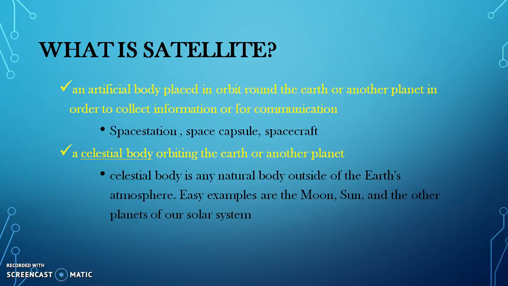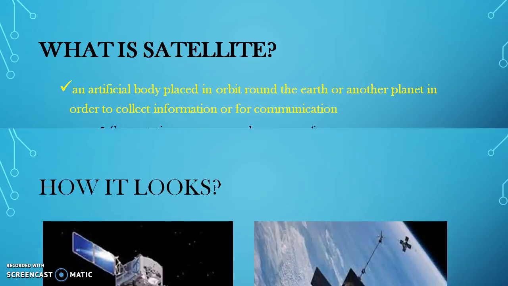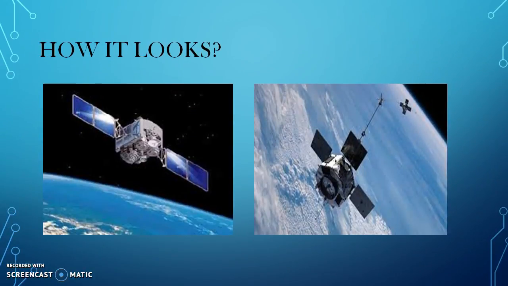We may not have an idea about celestial body. What is a celestial body? It's a natural body outside the earth's atmosphere. Some examples are the moon, sun and other planets of our solar system. These are some examples of celestial bodies which are placed in the sky. Next, how it looks. These are some pictures which give some idea about the satellite, how it looks.